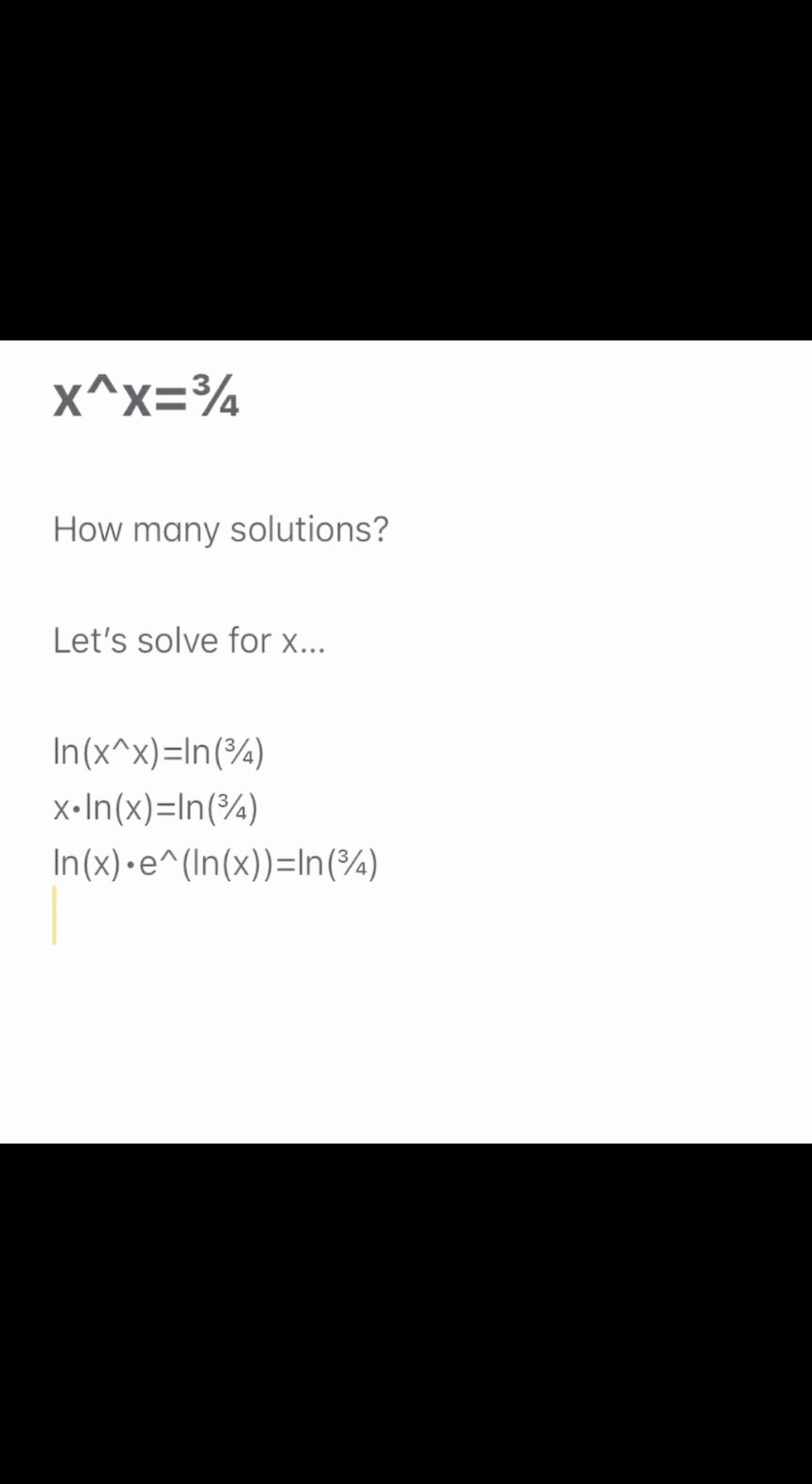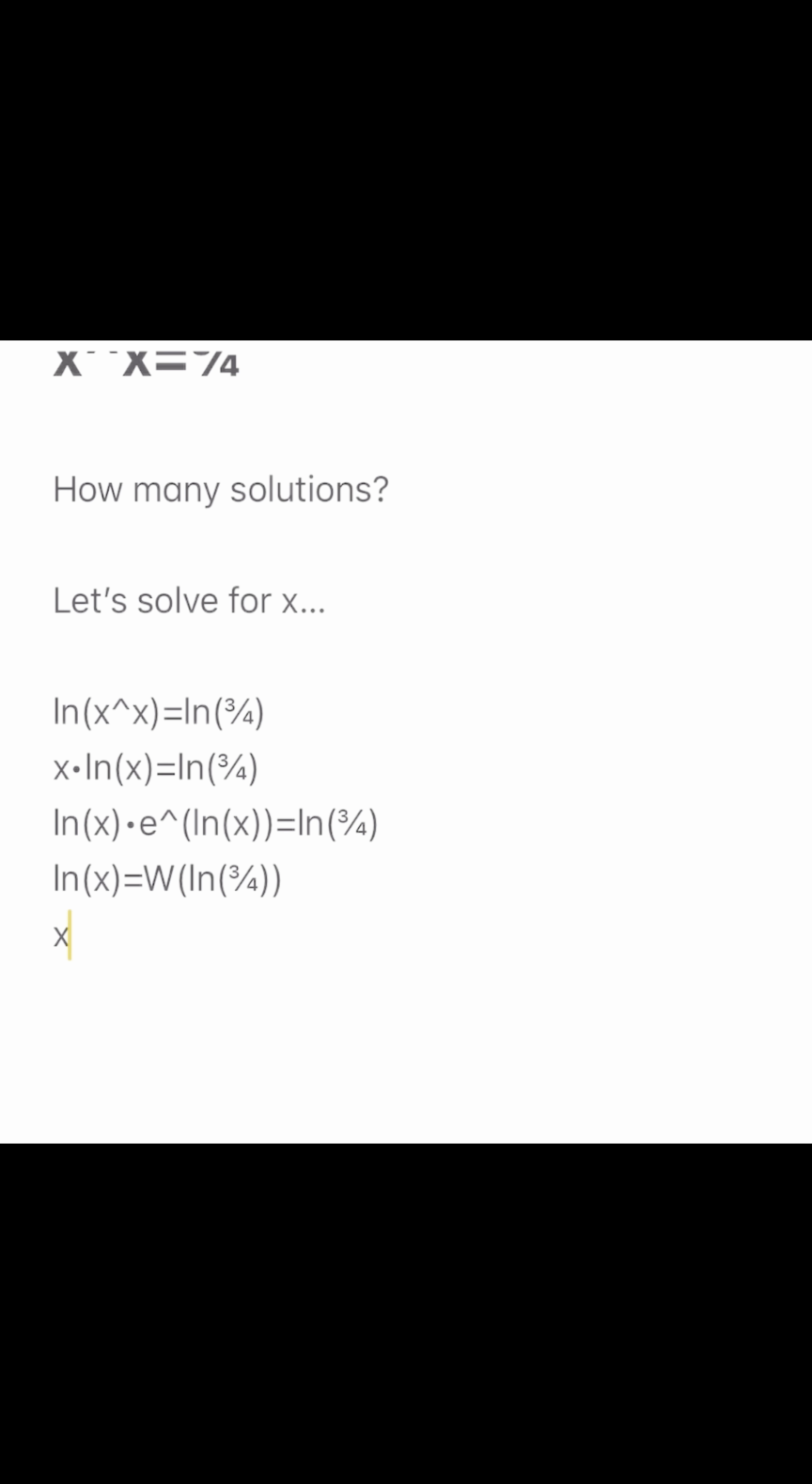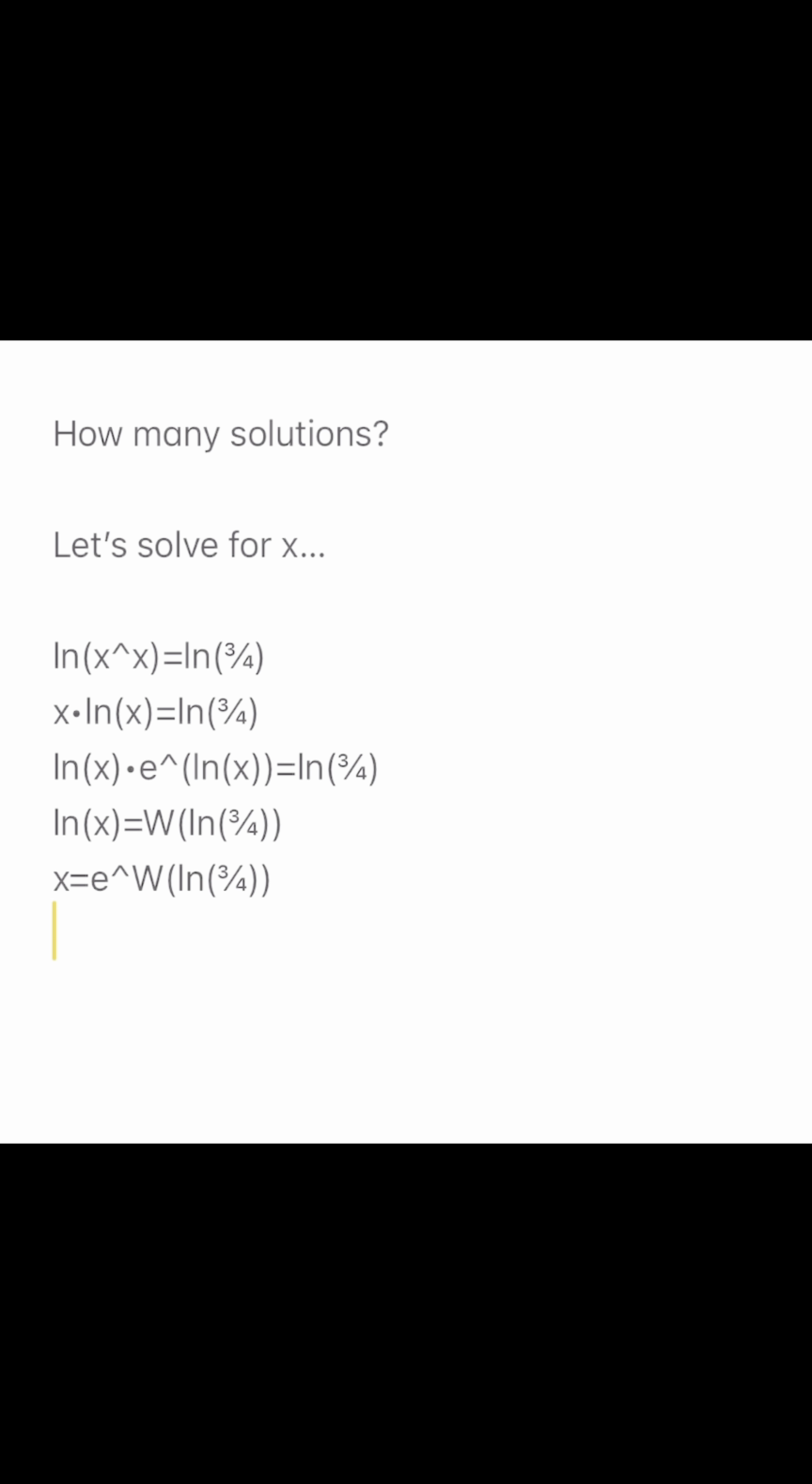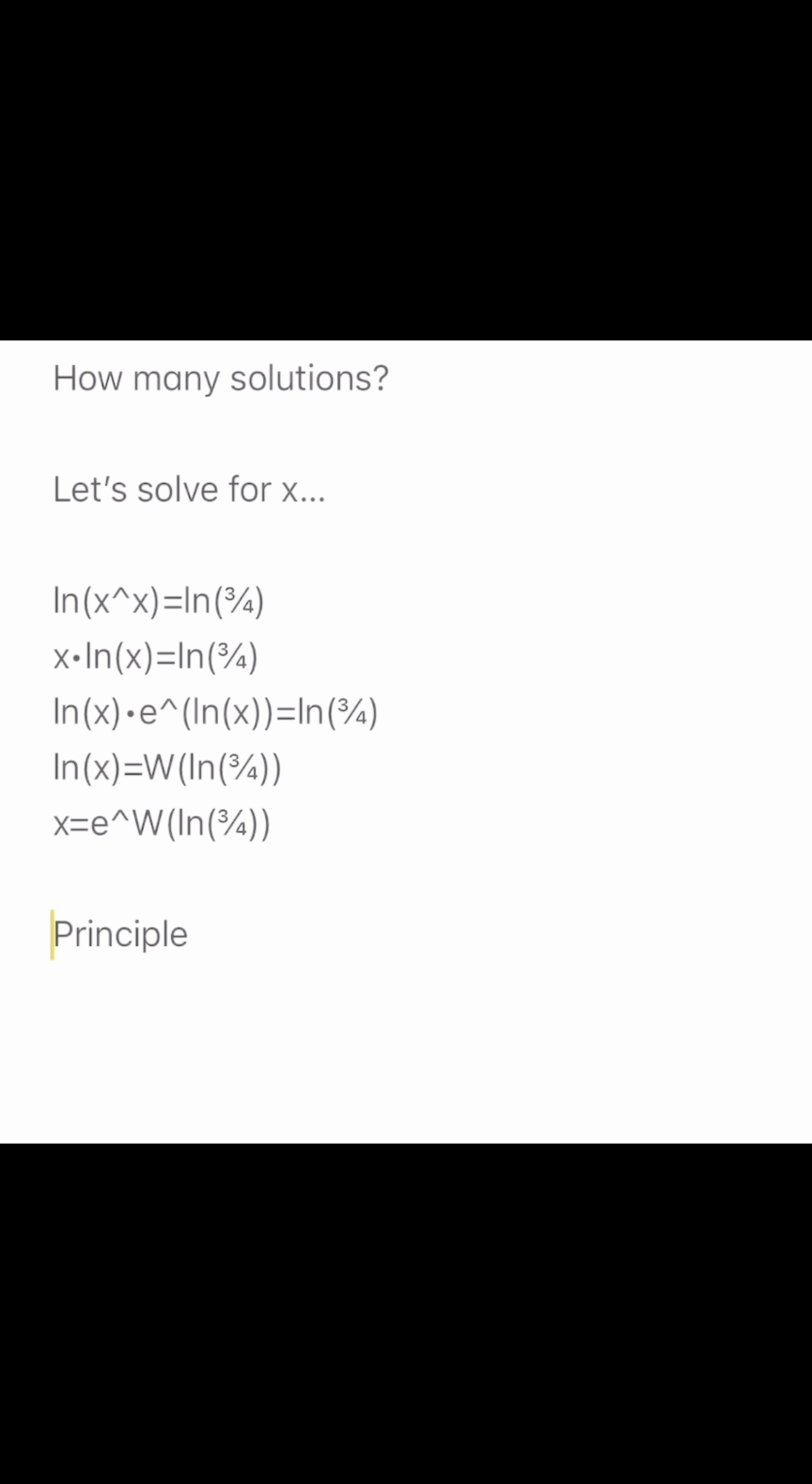And once we have it in that form, log x times e to the power of log x, we have it in the perfect form for the Lambert W function. Here I've applied the Lambert W function to the left-hand side of the equation already, because as we know, x e to the x in the Lambert W function always results in just x.